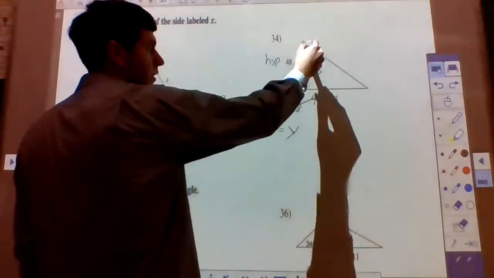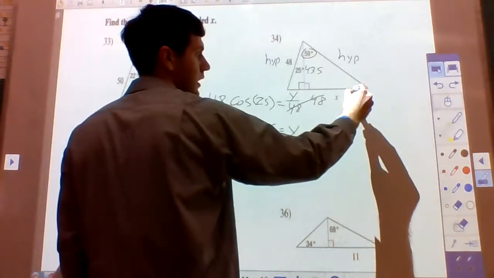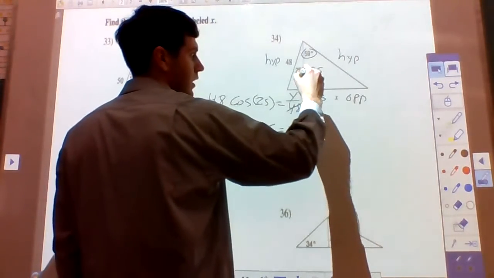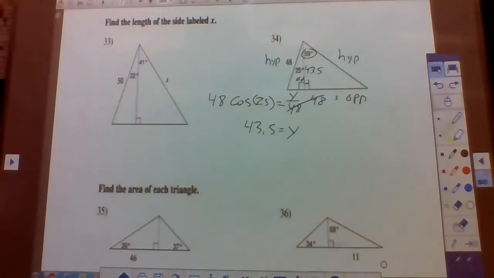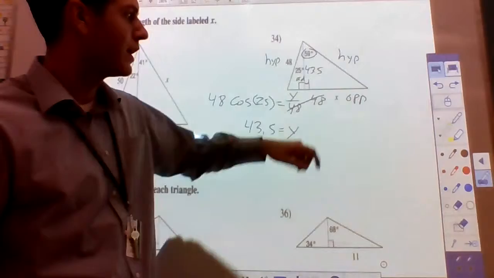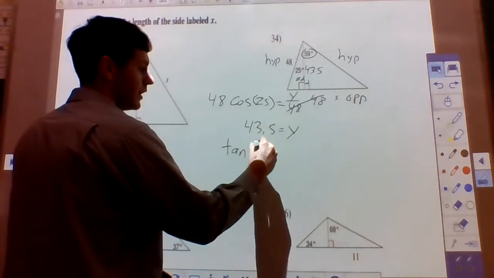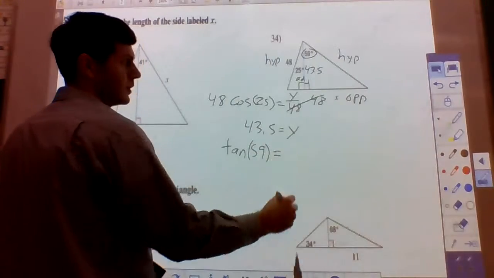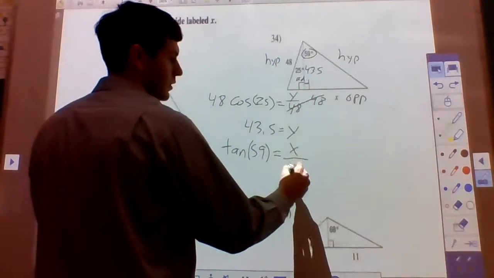We can use our next angle then. So here's our hypotenuse for the second triangle. Here's the opposite side. And then the 43.5 is the adjacent leg. So we have opposite is x, adjacent is 43.5. So we want to now use tangent. So the tangent of 59 degrees is going to be equal to the opposite, which is x, over 43.5.